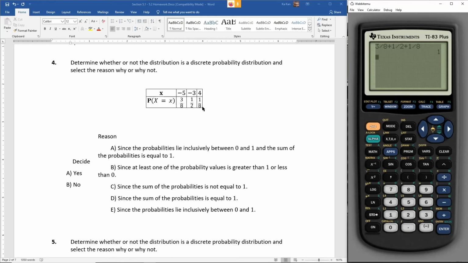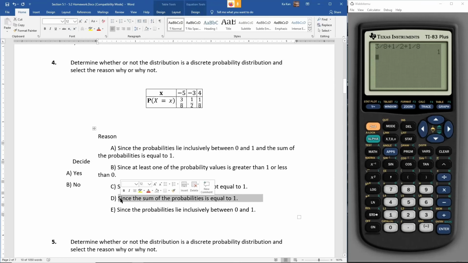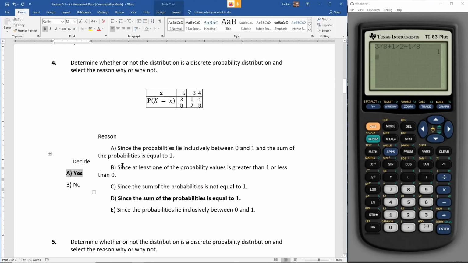So since the sum of the probability is equal to 1, that will be a yes. I know this is a little bit weird. So when you answer the question on your software, just write yes. It's a probability distribution. Why? Because the sum of the probability equals 1. If it's not 1, there are different reasons why it's not.